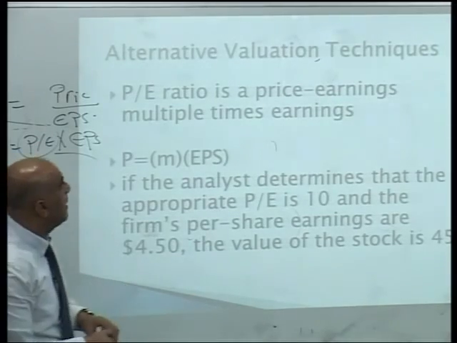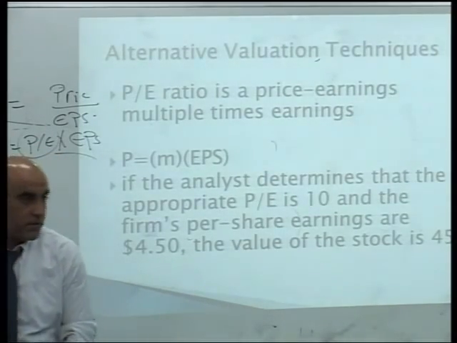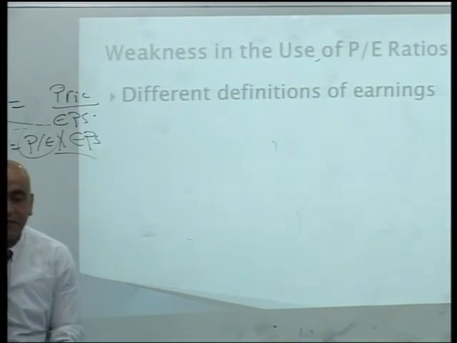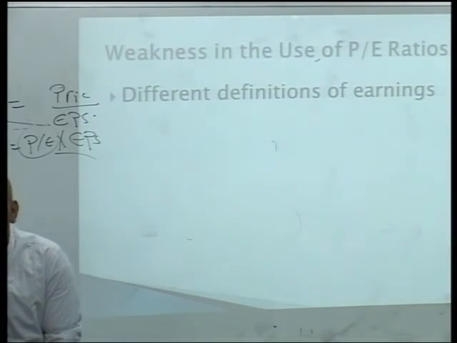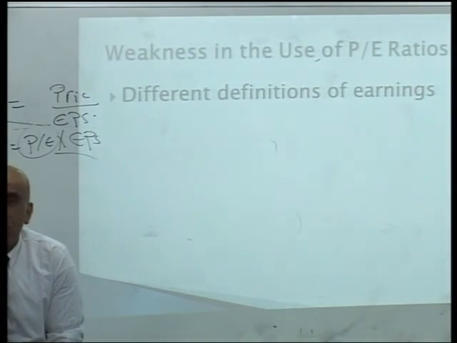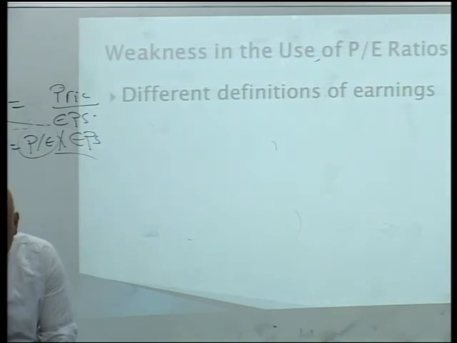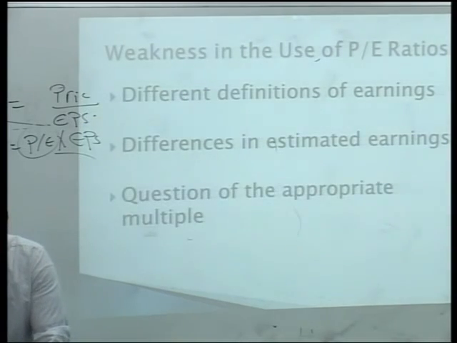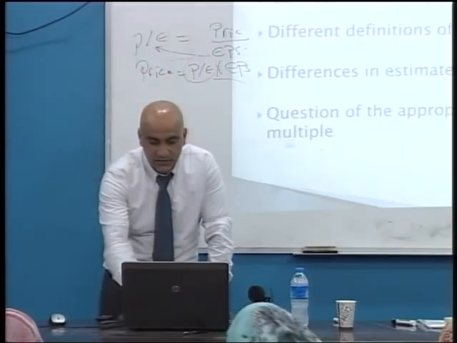Still, the PE ratio has some challenges. The weaknesses in the use of PE are different definitions of earnings. What is the earnings that you are talking about? The net income, or the EPS, earnings per share? Or the operational income? Or retained earnings? Also there are differences in estimated earnings, I mean the calculation of earnings, and the question of the appropriate multiple, M: whether to calculate at the beginning of the year, the end of the year, or the middle of the year.